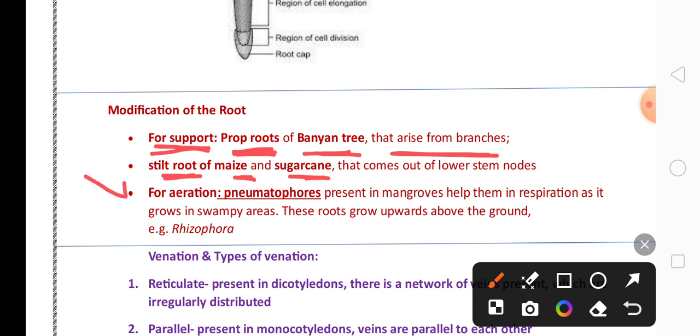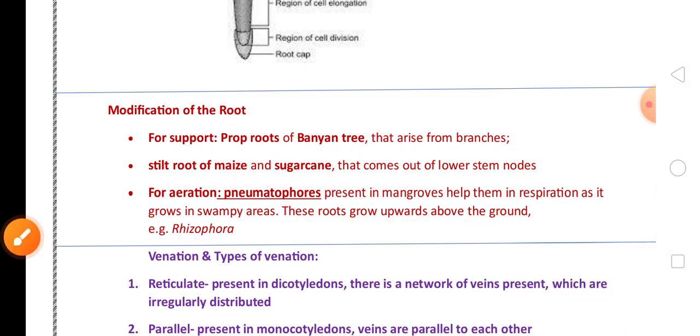And 1 mark very important question, pneumatophores, example in Rhizophora, these roots grow upward from above the ground for the sake of respiration. Pneumatophores are responsible for respiration, important for 1 mark.